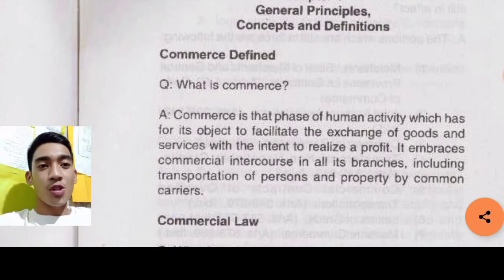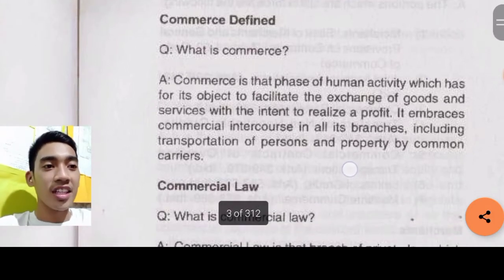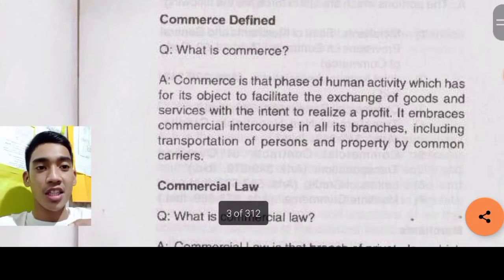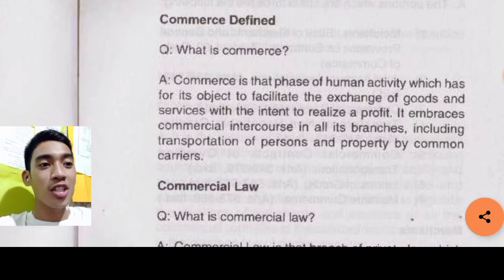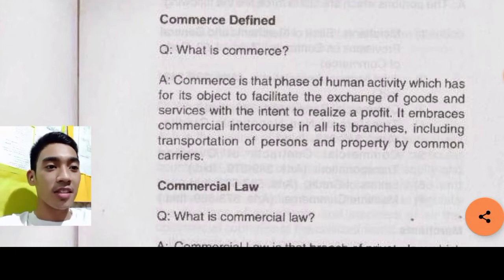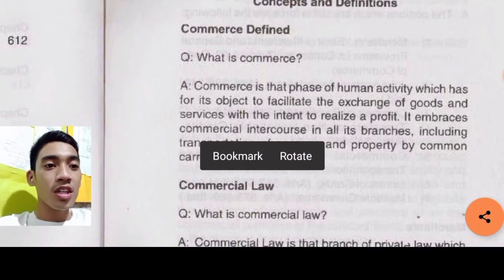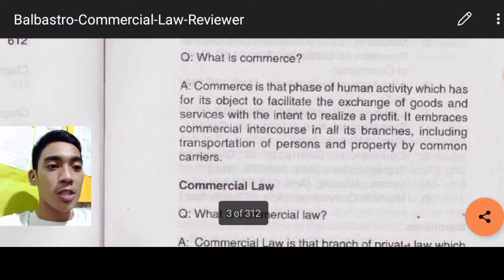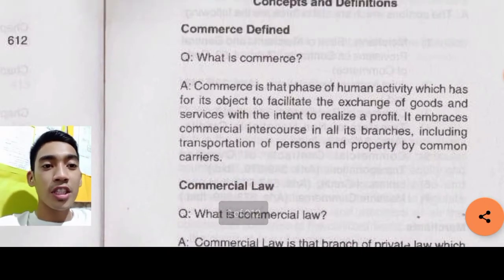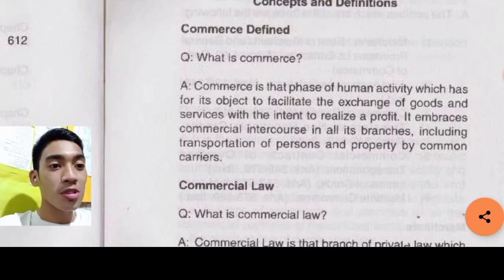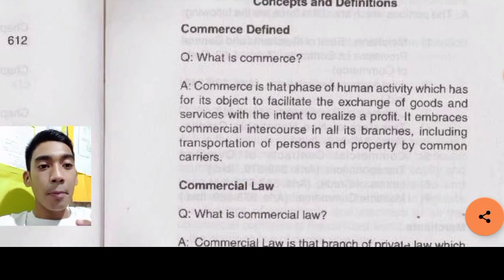Let's define what is commerce. Commerce is that phase of human activity which has for its object to facilitate the exchange of goods and services with the intent to realize a profit. It embraces commercial intercourse in all its purpose, including transportation of persons and property by common carriers.